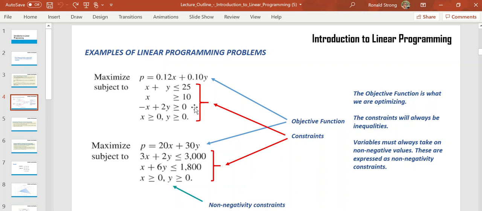Negative x plus 2y has to be greater than 0. X has to be greater than or equal to 0. Y has to be greater than or equal to 0. Now, these 2 constraints down here are what are sometimes referred to as the non-negativity constraints. It simply means that the values of x and y have to be positive. They cannot be negative. And that's typical of most linear programming problems. All right, and so this is another example of a typical linear programming problem.